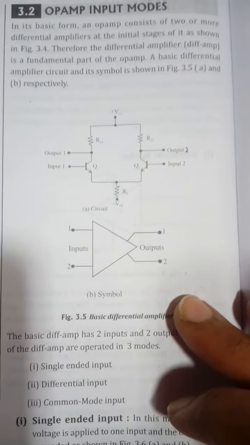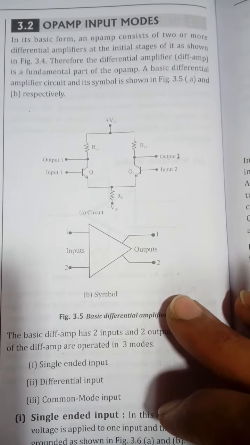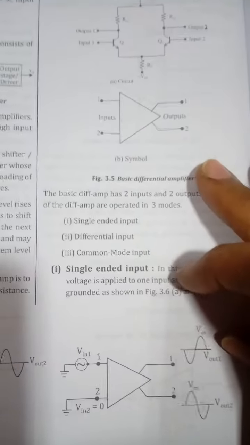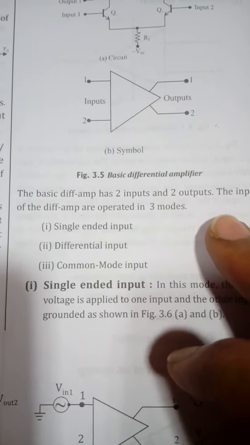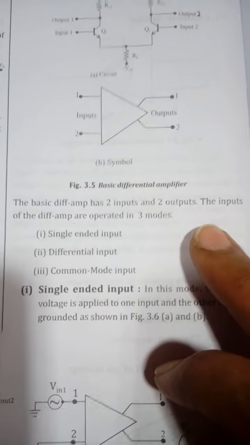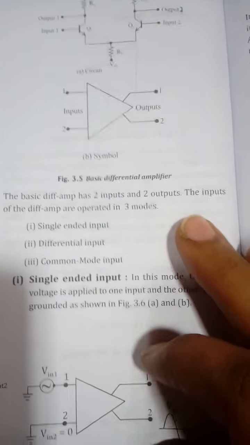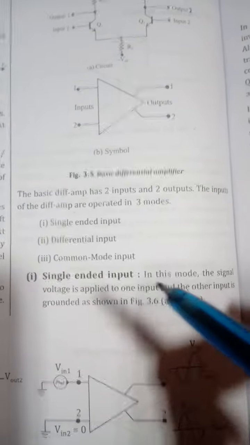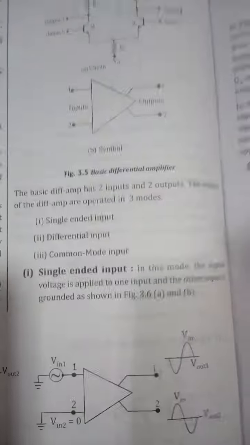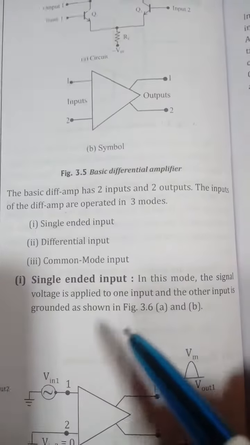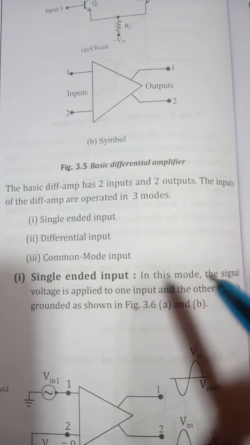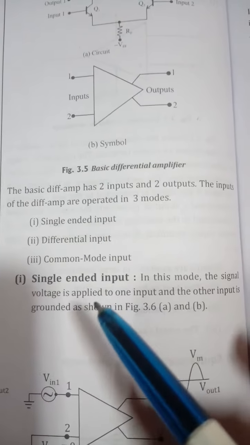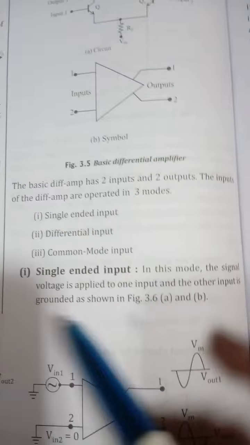There are basically three input modes in an op-amp: single-ended input, differential input, and common mode input. What is the single-ended input, what is the differential, and what is the common mode input? I'll tell you. In the single-ended input mode, the signal voltage is applied to one input and the other input is grounded.